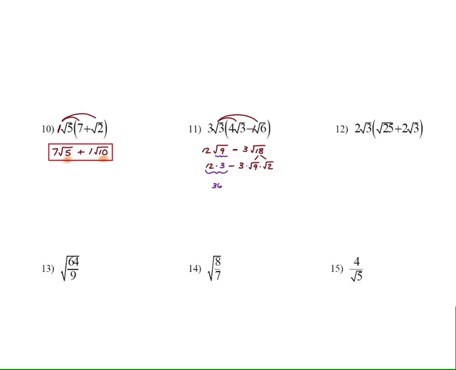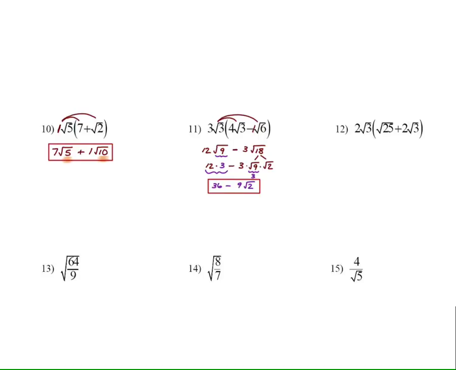So I get 12 times 3, which is 36, minus 3 times root 9, and that root 9 is 3, so that's 3 times 3, which is 9, and then I still have a root 2. So what I have left is 36 minus 9 root 2. And those can't be combined because one has a radical and one doesn't, so that would be your final answer.